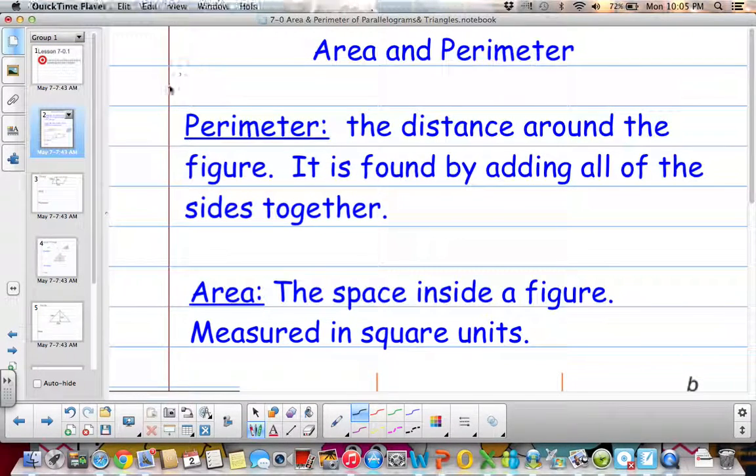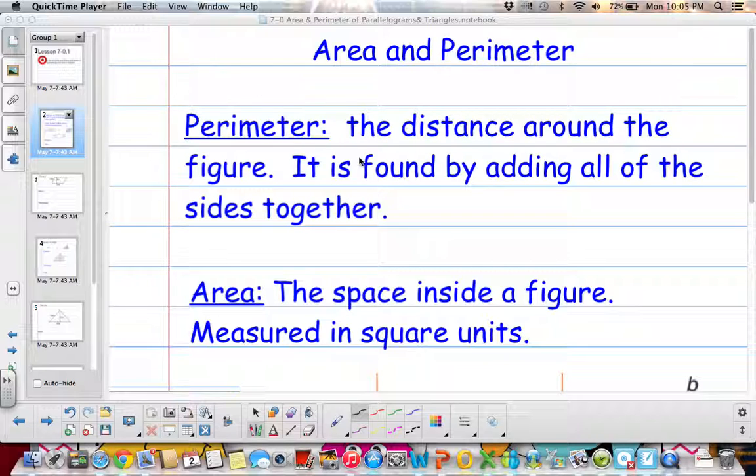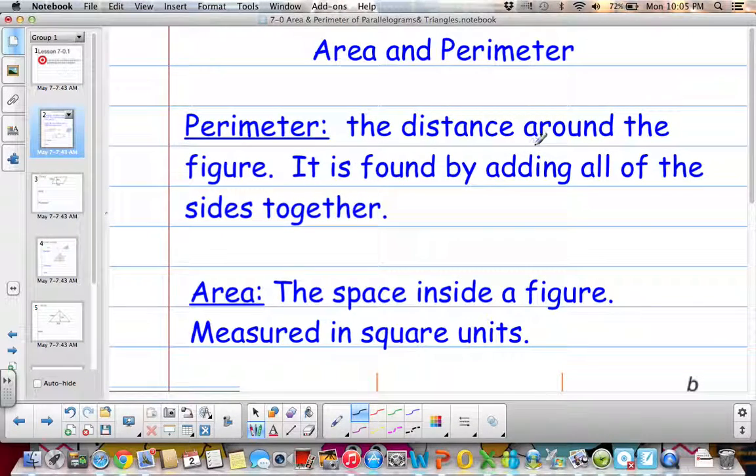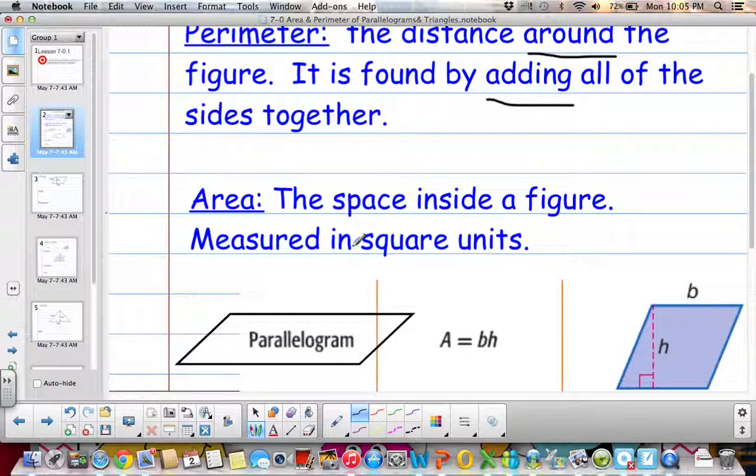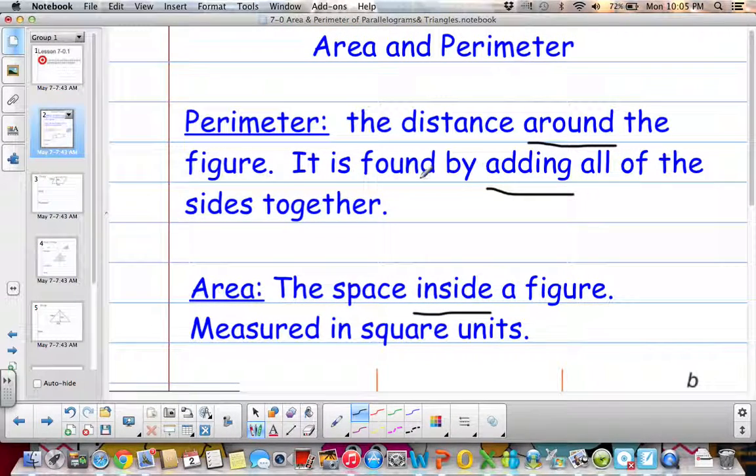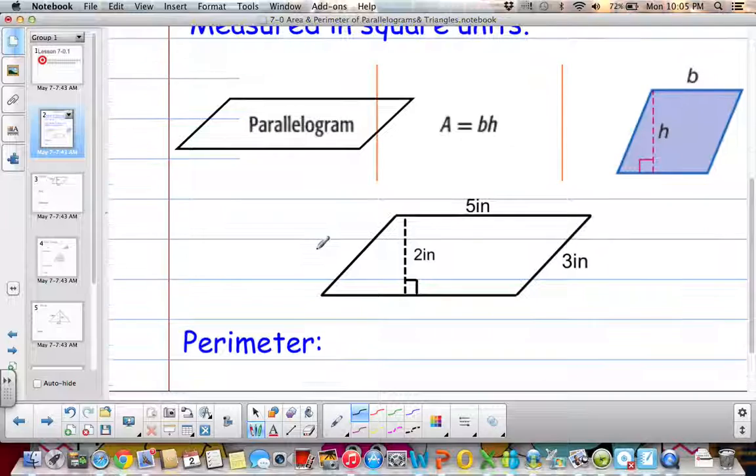The perimeter of a figure is the distance around the figure. So it's found by adding all of the sides together. The area is the space inside a figure, and it's measured in square units. So perimeter is around, and we add all of the sides. Area is the space inside.